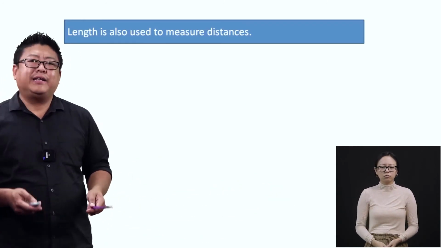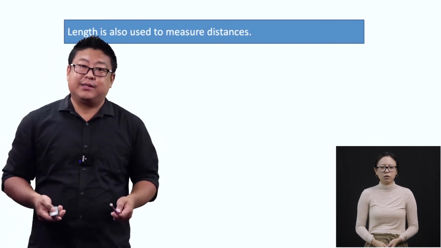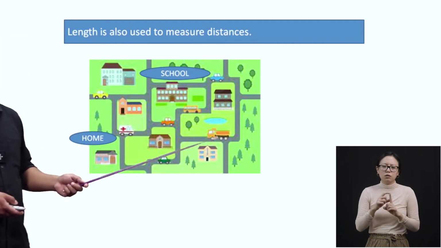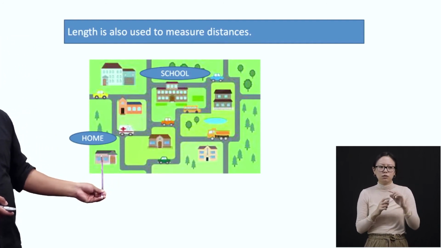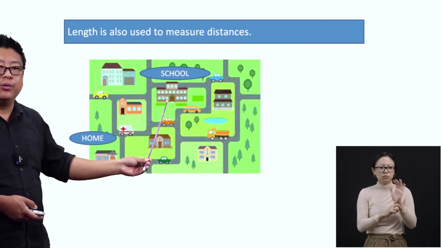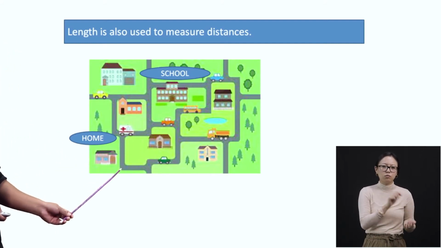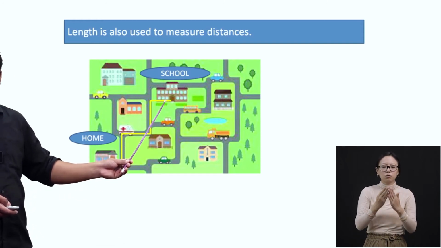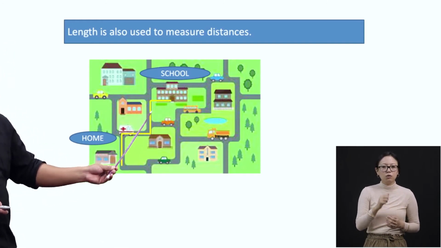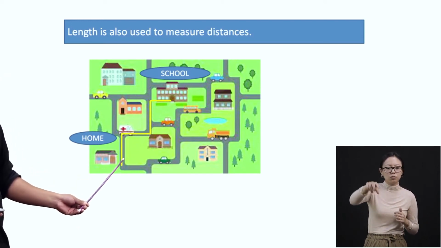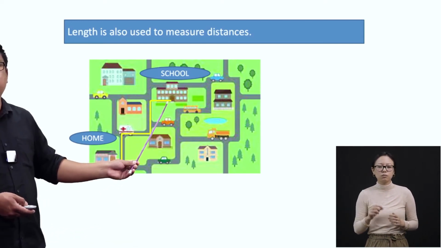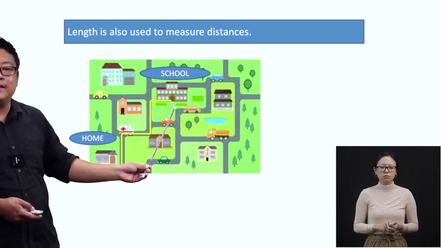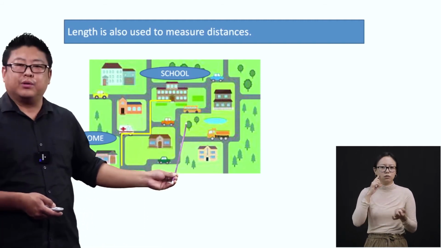Now, length is also used to measure distance. Distance means, for example, let's look at this picture here. Let's say that this is your home, and this is your school. Now, the length from your home going all the way like this to your school is called your distance. The length from your home to the school will be called distance, all right, children? So this is how you will measure the distance from your house to your school.